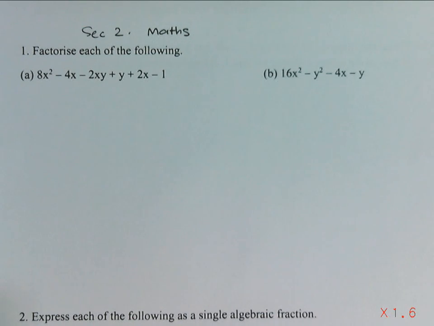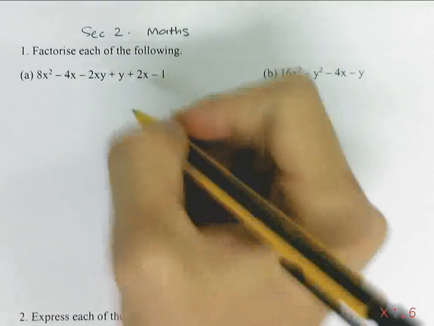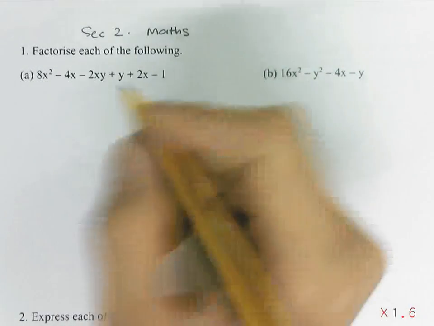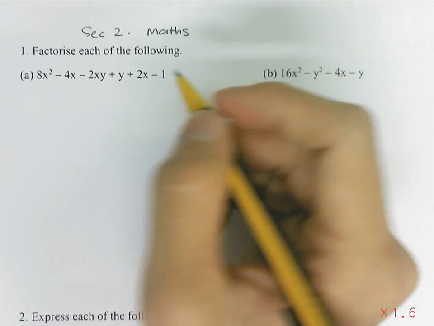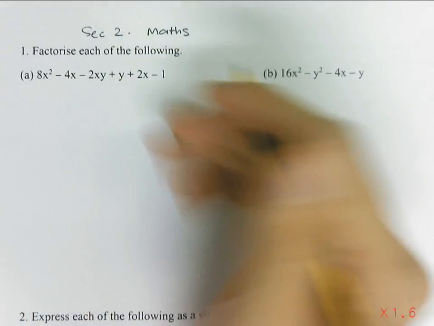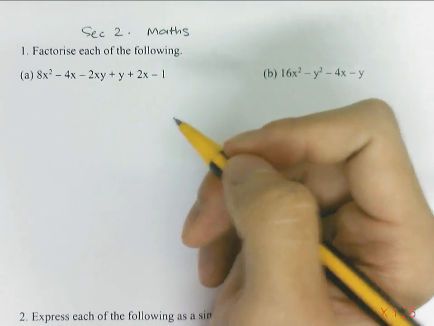These are some revision questions for Secondary 2 Maths. Let's look at 1a. This is a multi-term expression. So in order to factorize them, we try to look at 2 terms by 2 terms. Now the first 2 terms, we are looking for common factors.